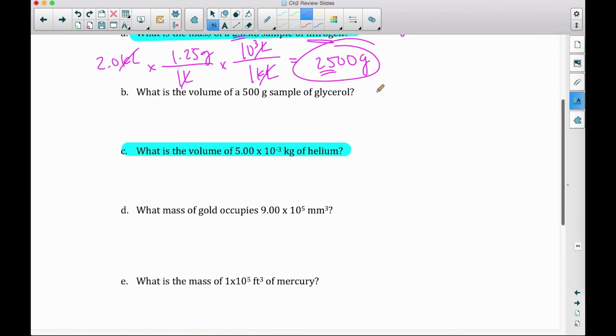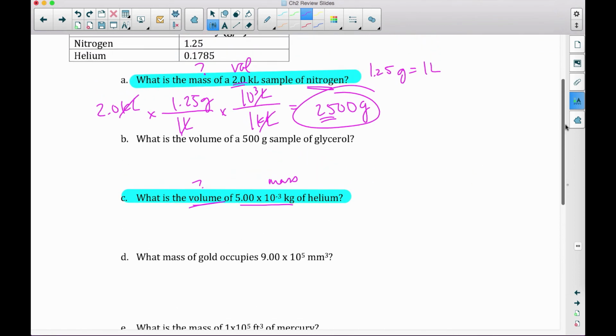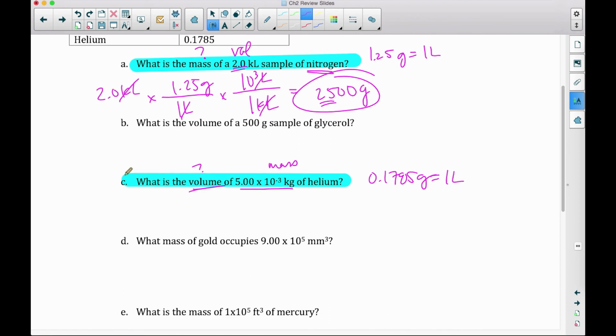Okay, next up, what is the volume of this much mass of helium? So that should make us think volume, mass, ding, ding, ding, density. So 0.1785 grams are equal to 1 liter. Then let's set up our work. Let's start from our given, 5 times 10 to the -3 kilograms. And then we'd look over here like, again.